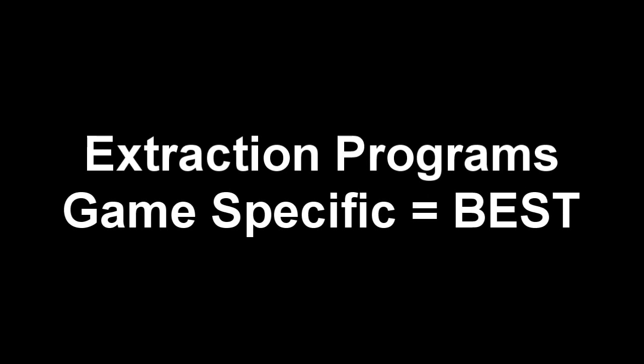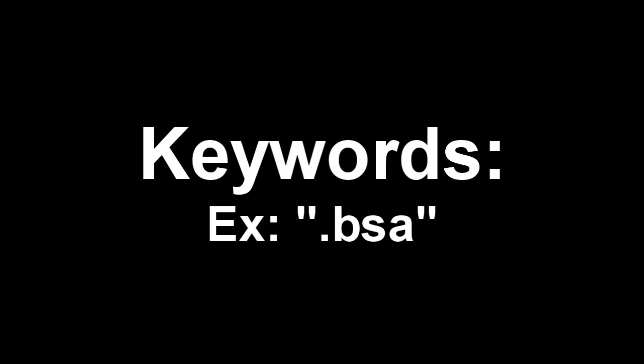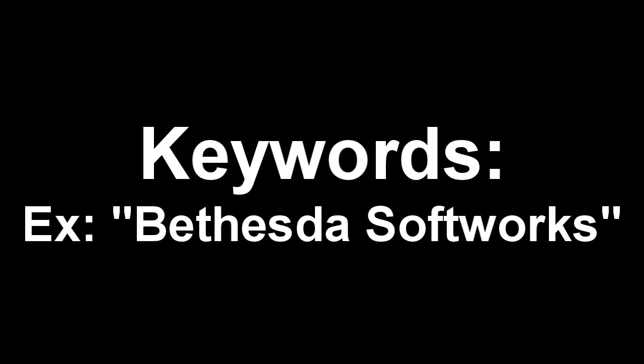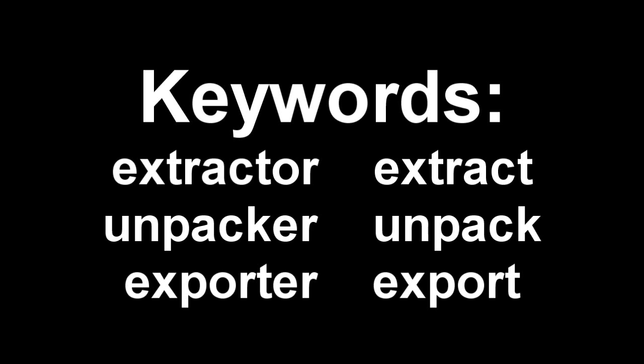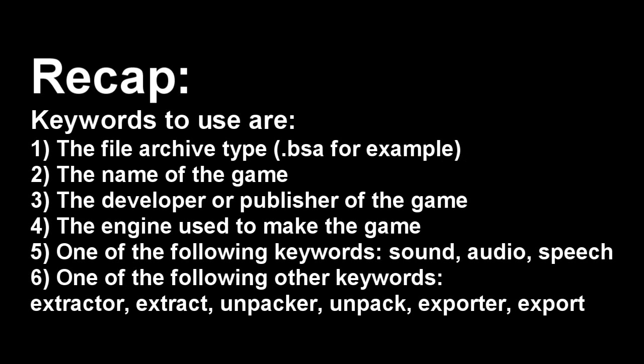If you come across what looks like a sound file archive, you'll need some way to extract the sound files from it before you can use them. You should first try searching the interwebs for a game-specific extracting program, as those tend to be the easiest ones to use. Keywords to use are the file archive type, .bsa for example, the name of the game, the developer or publisher of the game, the engine used to make the game, and one of the following other keywords. I only use about 3 or 4 of those keywords at a time.